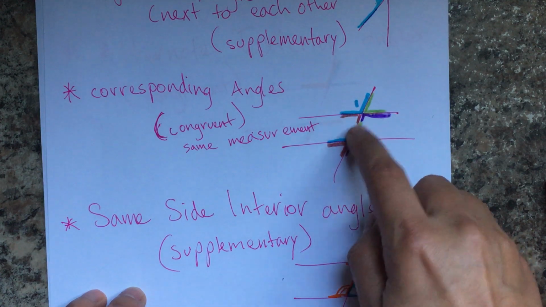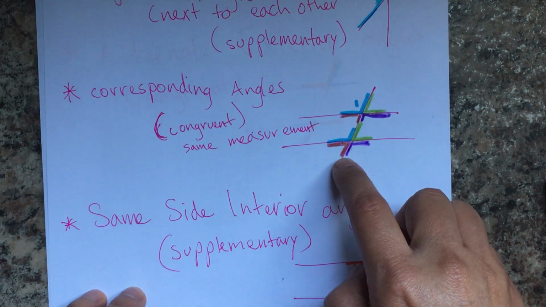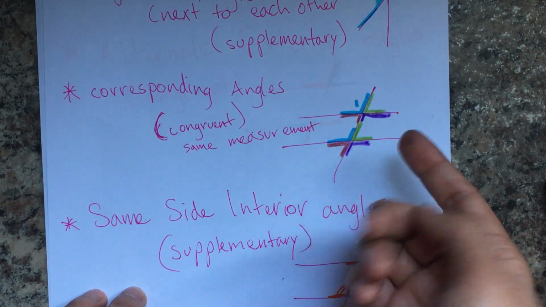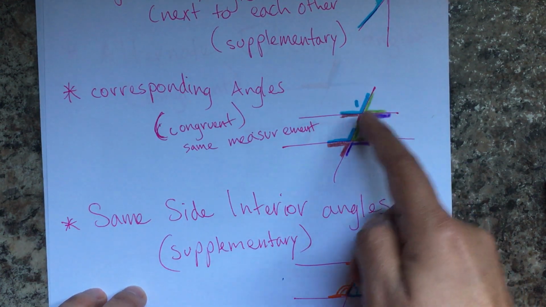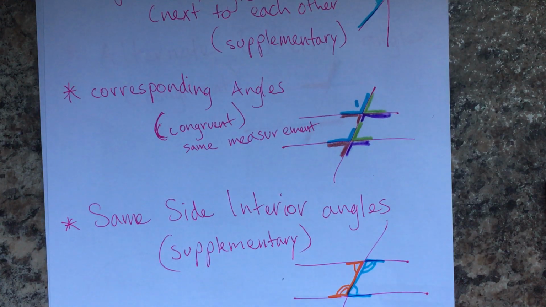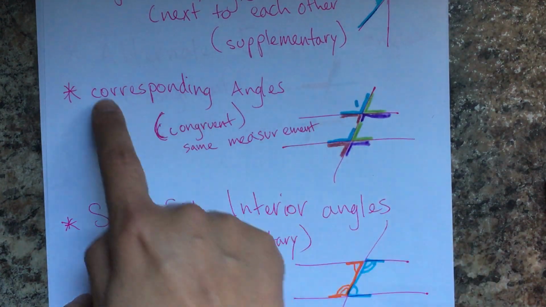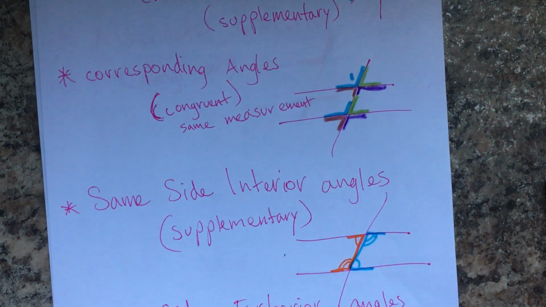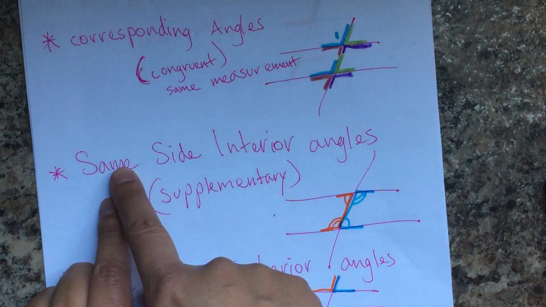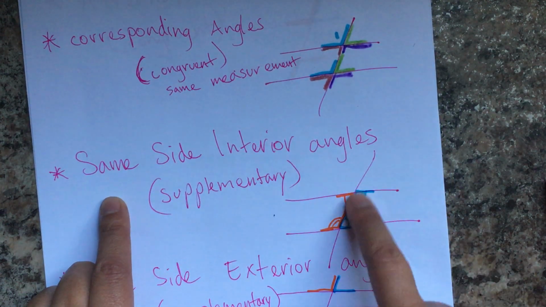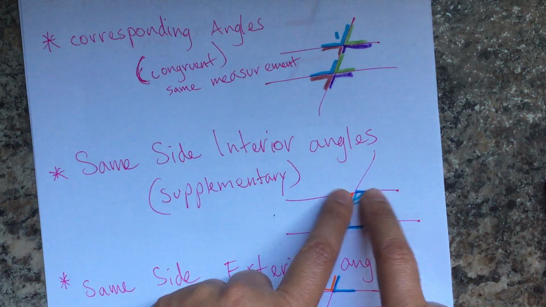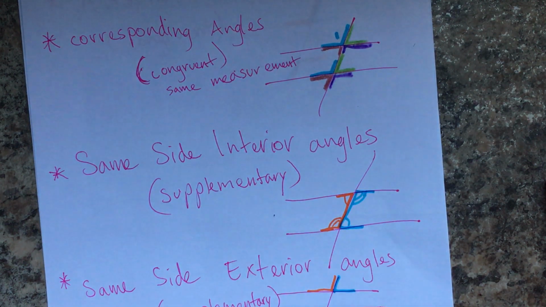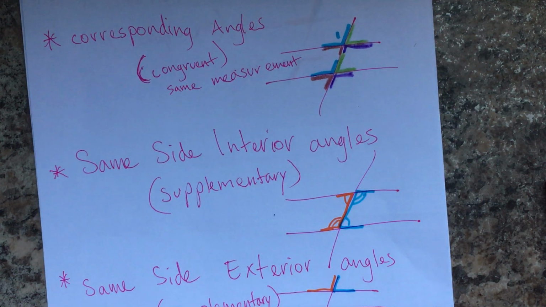They form like double L, double L. Double L facing down, but starting from here. Double L up and like one on top and one on the bottom, okay? Corresponding double L, double R. Same measurement. Same side interior angles, those form the letter C. They add up to 180 degrees.